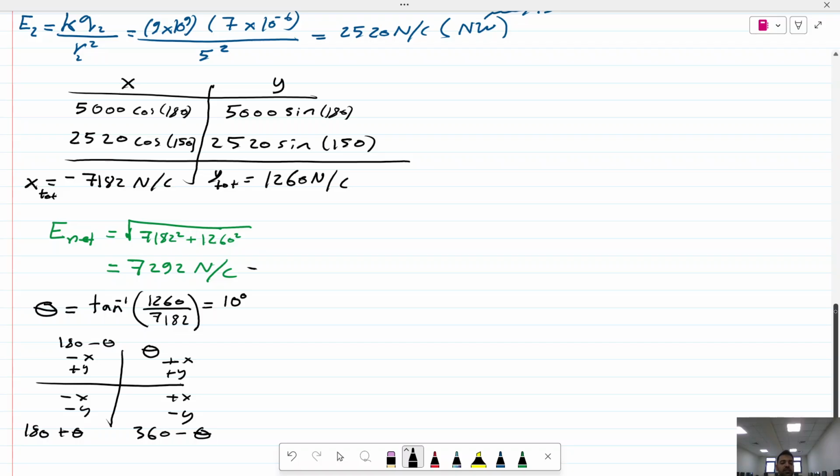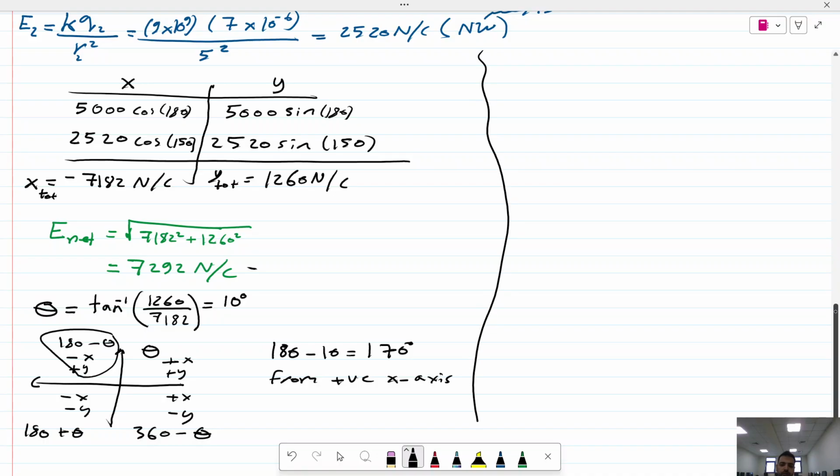So since we have minus x and positive y, which is west and north, it would be the second quadrant, because west is over here and north is over here. So we say that the angle from positive x-axis is equal to 180 minus 10 degrees, which is 170 degrees from positive x-axis. This is part A.